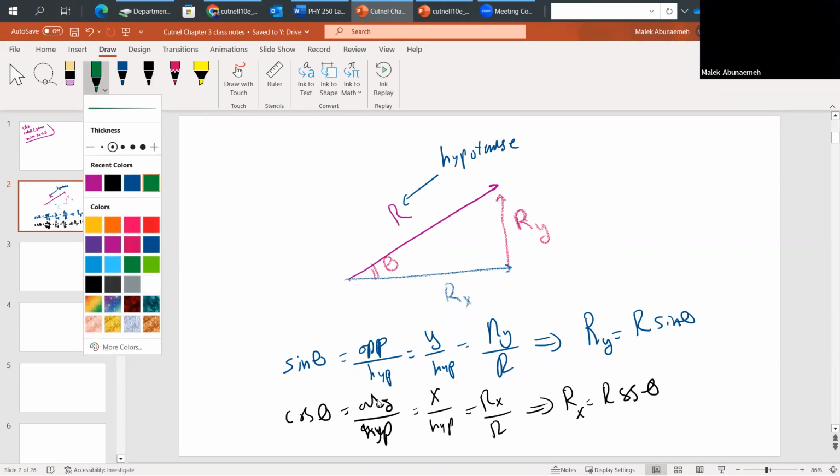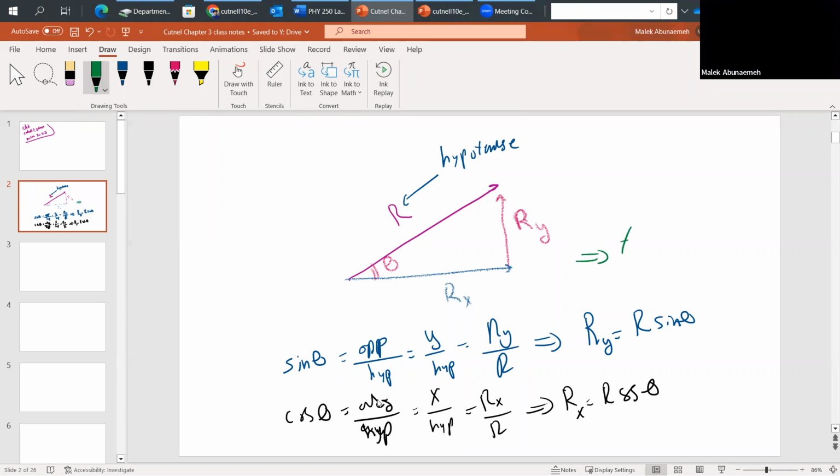Which results in tan theta, which is your sine theta over your cosine theta, which is going to be your y over hypotenuse divided by x over hypotenuse. Again, your hypotenuse cancels out. So that means your tan theta is going to be your y over your x.